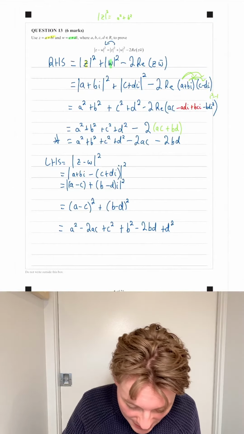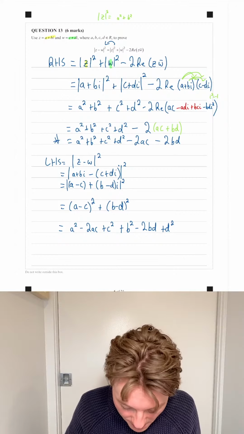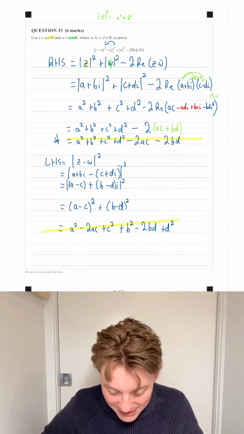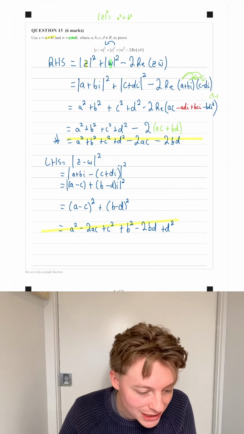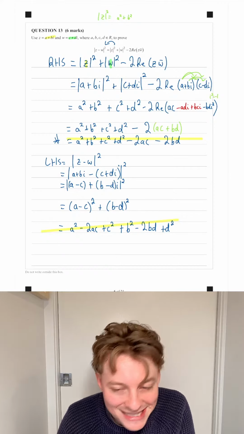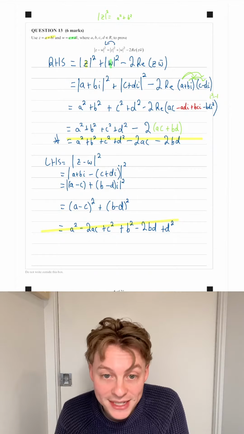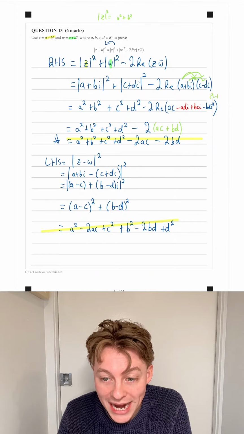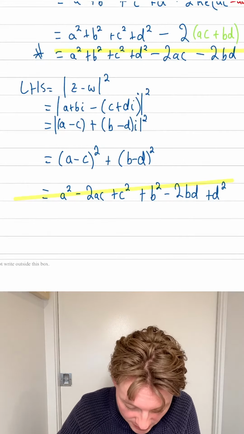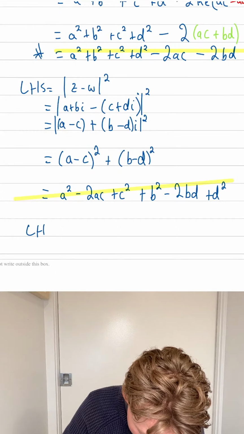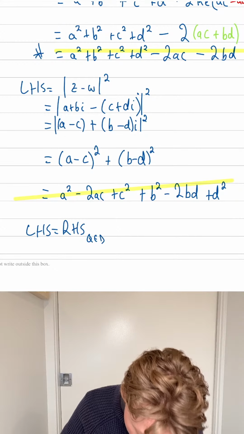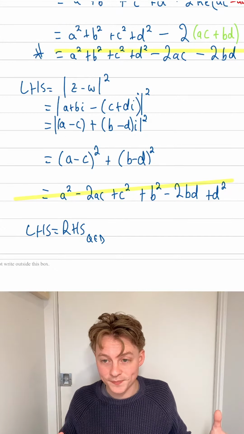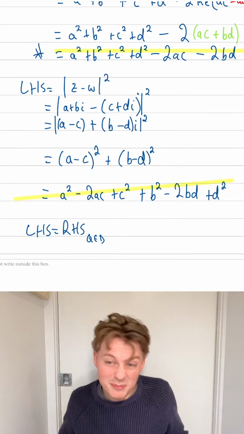Well, this is very good news, because this and this is exactly the same thing. We can rearrange or reshuffle it to make it look a little bit more similar, but this is the exact same thing, which means I have a situation now where I have my left-hand side equal to my right-hand side. I've demonstrated that. Q.E.D. And I'm done. I'm actually done.